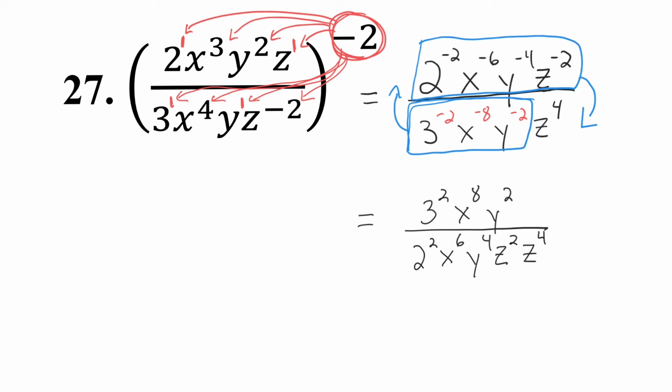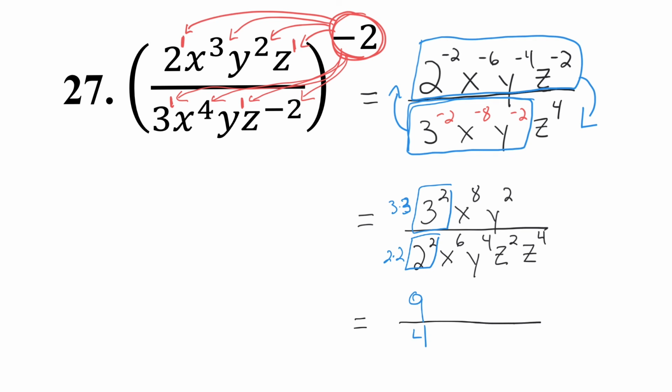So after you move everything to the other side, notice that I took the top to the bottom and the bottom to the top, but we also have this z to the 4th power, and that one has a positive exponent, so you keep that one on the bottom. So now you are going to simplify the coefficients. First I'll do the 3 squared. Remember, that's when you multiply the base by itself 2 times, 3 times 3. That's going to be 9. And the bottom is going to be 2 squared, which is 2 times 2, and that's going to be 4.